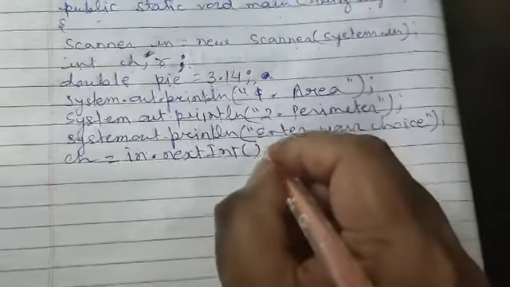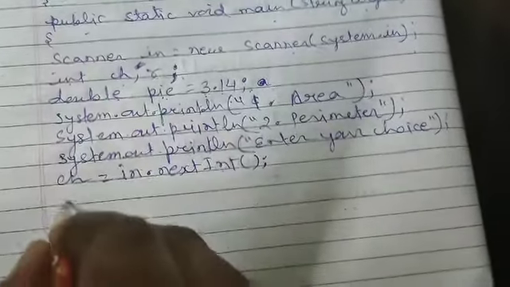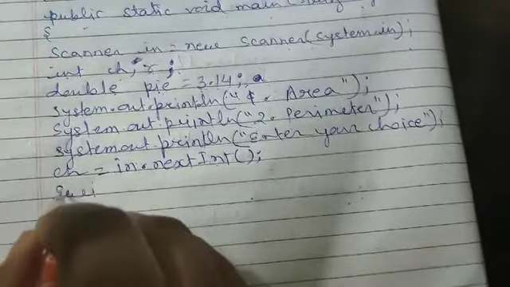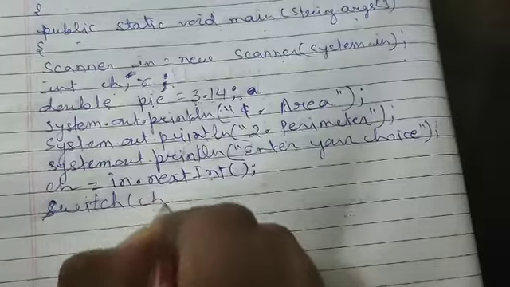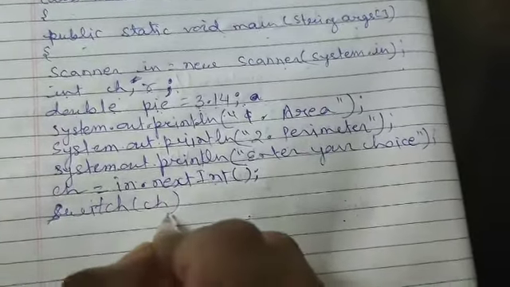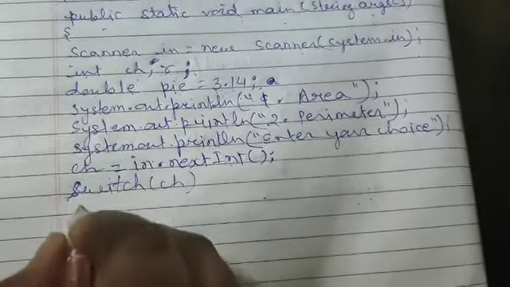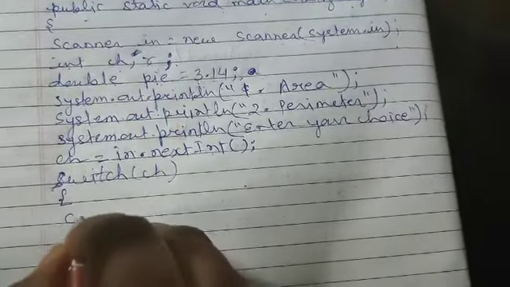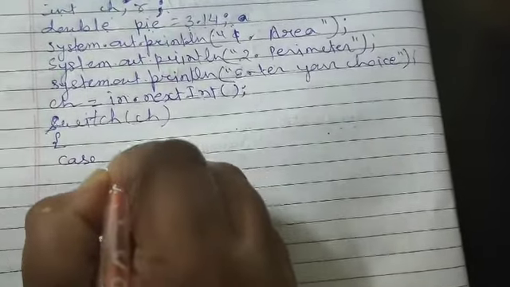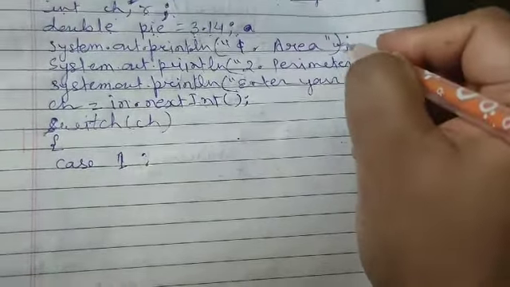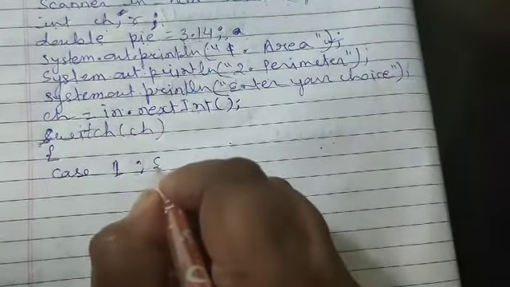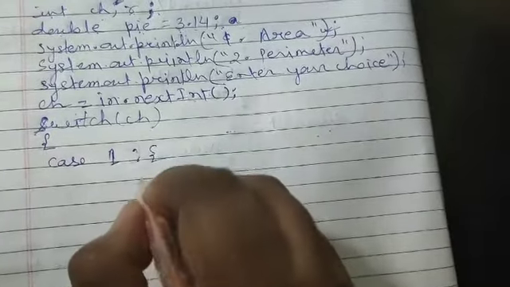After this input, I will start with my switch case. S will be a small letter, switch(ch). I told you the choice you are going to input here, so choice. After that I am going to start with curly braces. First one is case 1. In case 1, what have I written? I have written area. So for area, what do I need? I need the radius of a circle.